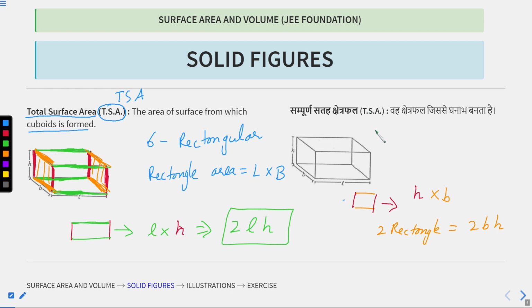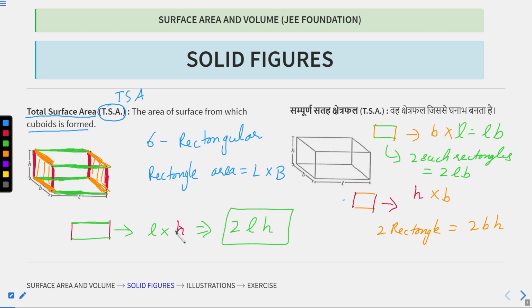Now the area of that rectangular piece: the orange length is B and the green length is L, so it is BL, or LB, and we have 2 such rectangles. So in total we have 2 times LB.